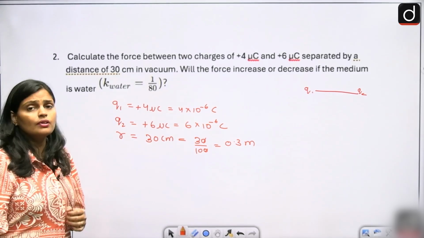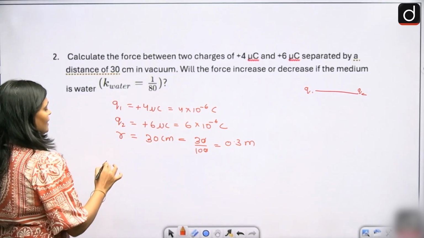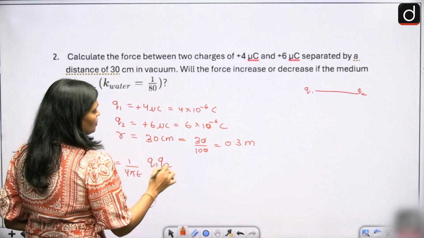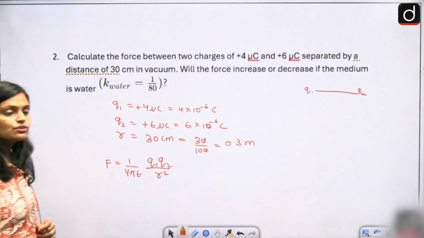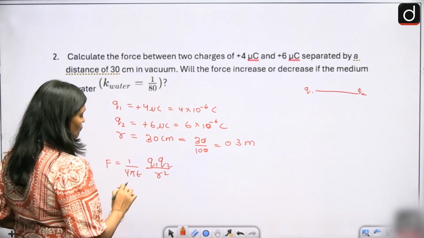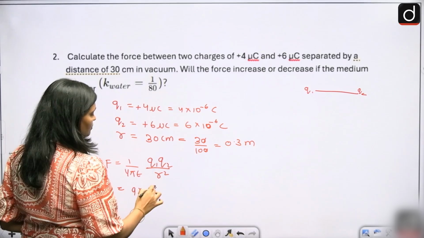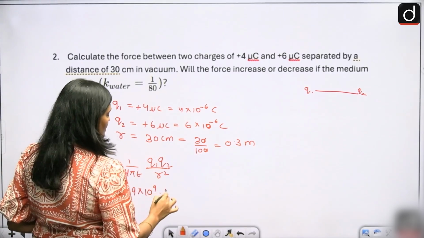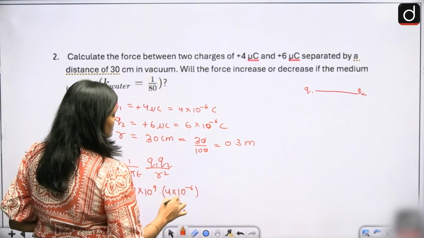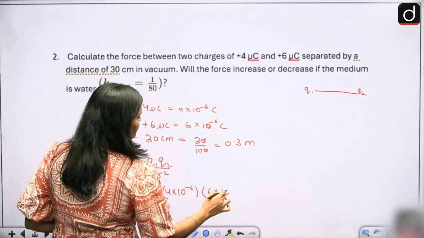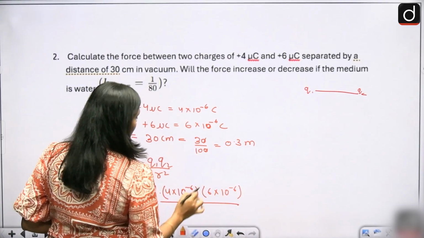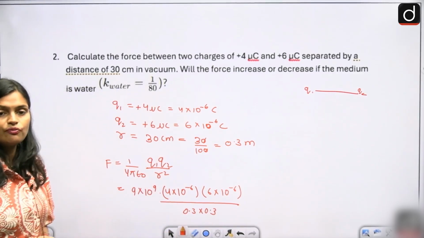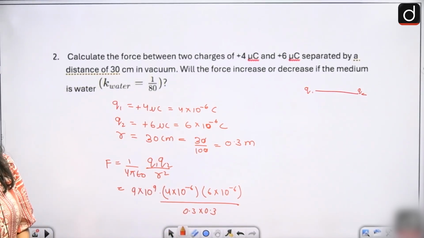Now based on Coulomb's law, we know that F is equal to what? 1 by 4 pi epsilon naught, Q1 Q2 by r square. Now 1 by 4 pi epsilon naught value is 9 into 10 to the power 9, right? And Q1 is given as 4 into 10 to the power minus 6, Q2 is given as 6 into 10 to the power minus 6, divided by 0.3 into 0.3. So this is the formula, everyone has put it like this.